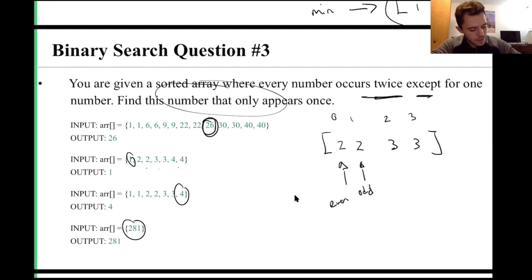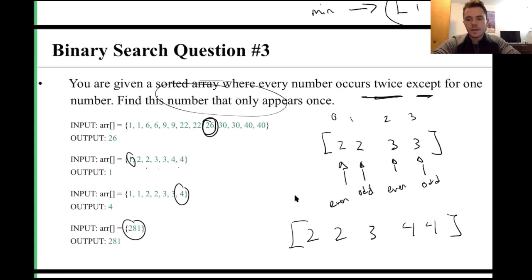And then if we repeat that for the next element, first index even, and then the second index is odd. But if we had a different array, like 2, 2, and then only 1, 3, and then let's say we had 4, 4 on here, that single element is going to disrupt our indices here. That is essentially the idea of how we're going to be tackling this.